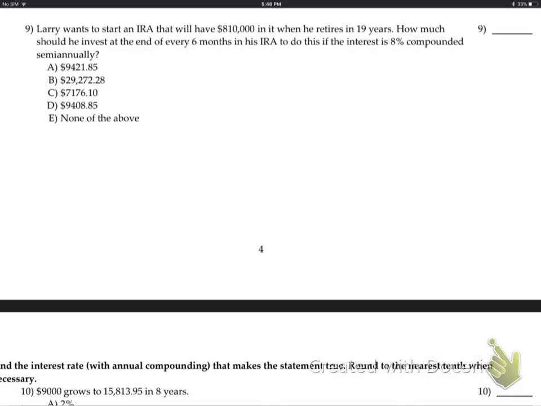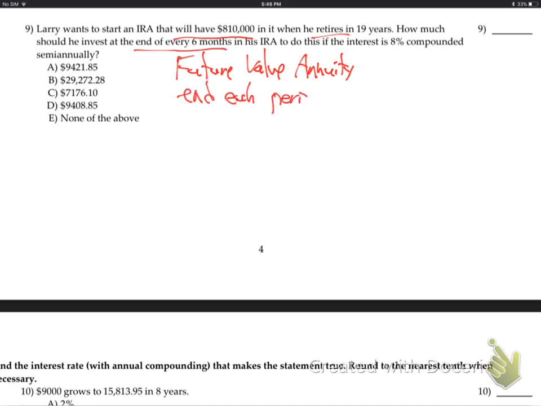Number 9: Larry wants to start an IRA that will have 810,000. That's future, so that's retirement. That's the future value of an annuity, isn't it? So the question is, is he putting the money in at the start or the end? At the end of each period, so that's ordinary. If you're putting it in at the beginning of each period, that would be an annuity due. But this one's at the end, so it's ordinary.